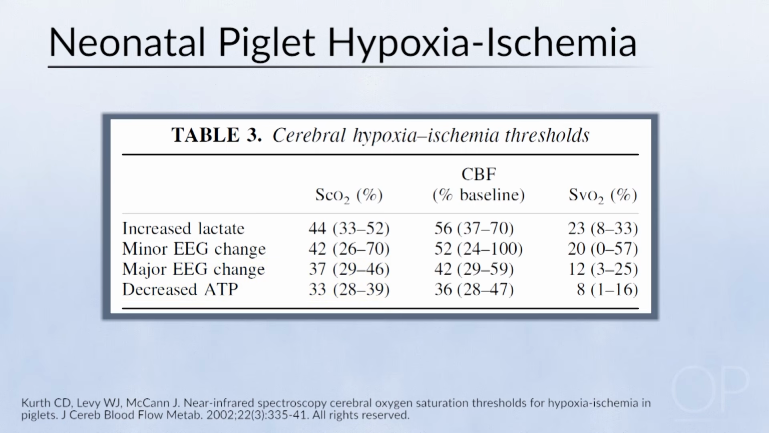As you notice, the 95% confidence intervals are very wide, and this represents the biologic variability which is present both in neonatal piglets and in humans. So one knows at what cerebral oxygen saturation value we start to see cerebral changes, but how long should the saturation be at that value before you get irreversible cell injury?